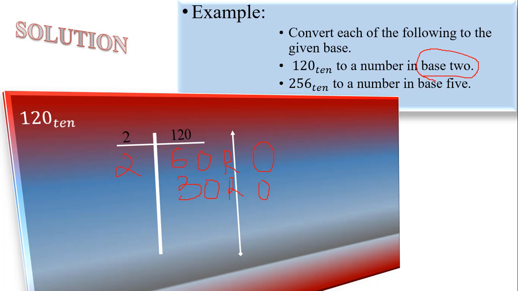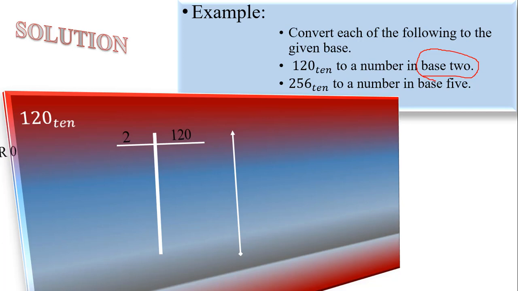So I pick my base again, the required base again, which is 2. 2 goes in 30, that is 15, remainder 0. In that order, that's what I'll be doing. Now let's move on.